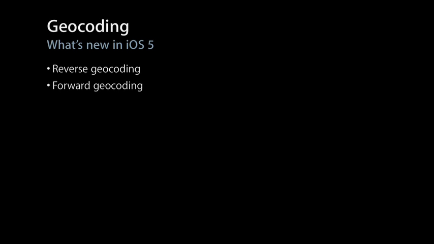Then, we've introduced forward geocoding. So now you can do reverse and forward geocoding. Then, we've made the results match your device's locale. Whatever locale your device is set to is how the information from a geocode will return. This does a lot of work for you.